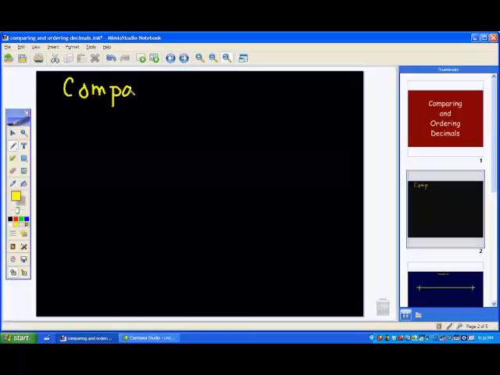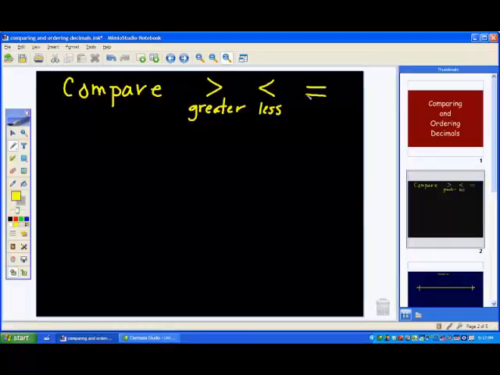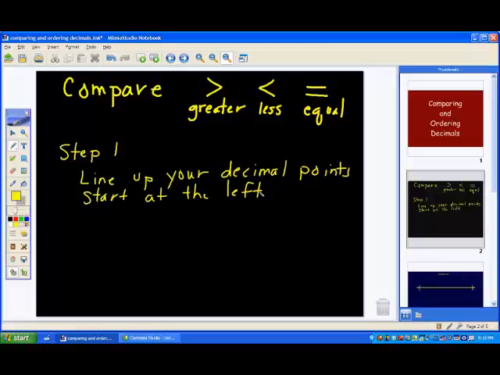So when we compare numbers, we are looking at their greater than, less than, or equal. Our steps that we're going to use for decimals, it's pretty important that you try to follow these steps because it will ensure your success on doing this task. The first one is step 1. You want to line up your decimal points and compare the digits of the same place value, just like you do in the whole numbers.